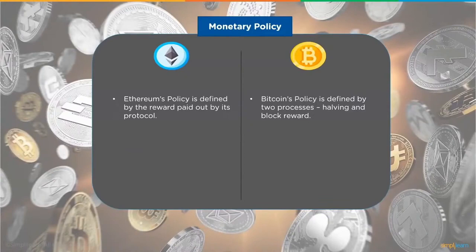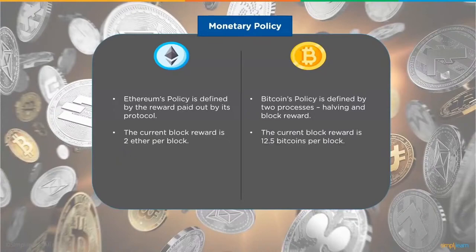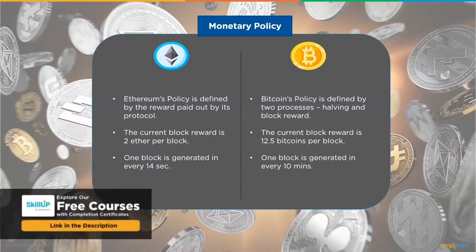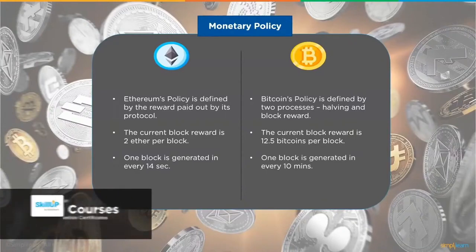And the block reward is the number of Bitcoins you get if you successfully mine a blockchain block. The current block reward for Ethereum is 2 Ether per block, and for Bitcoin, the block reward is 12.5 Bitcoins per block. Also, every 14 seconds, a block of Ethereum is generated, and one block of Bitcoin takes 10 minutes to generate. Monetary policies are considered to be fixed and non-inflationary. Due to this, over time, mining blocks will become more difficult.